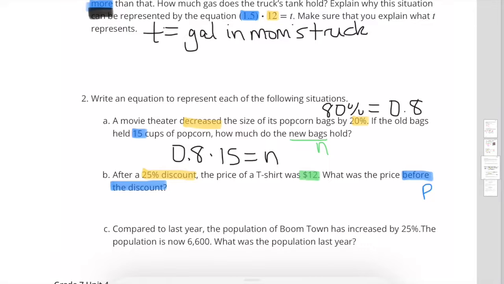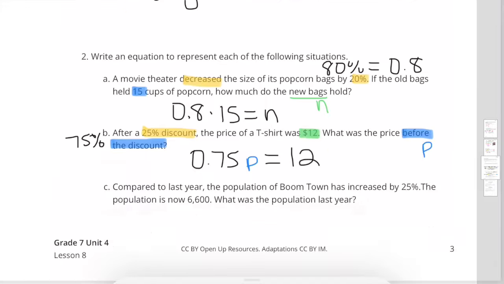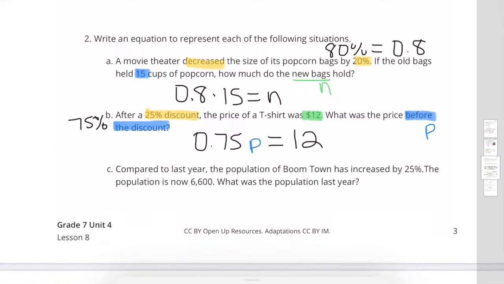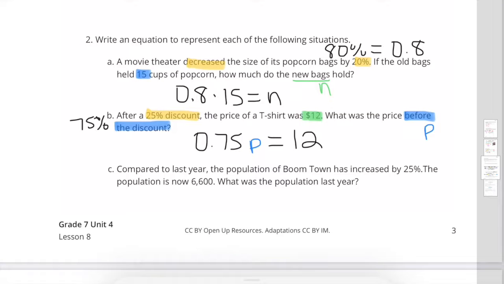If I had a 25% discount, I paid what percentage? 75%. Okay. And I had to multiply my percentage times my original amount. But do I know my original amount? No, I did not. So 0.75 times P must equal 12.